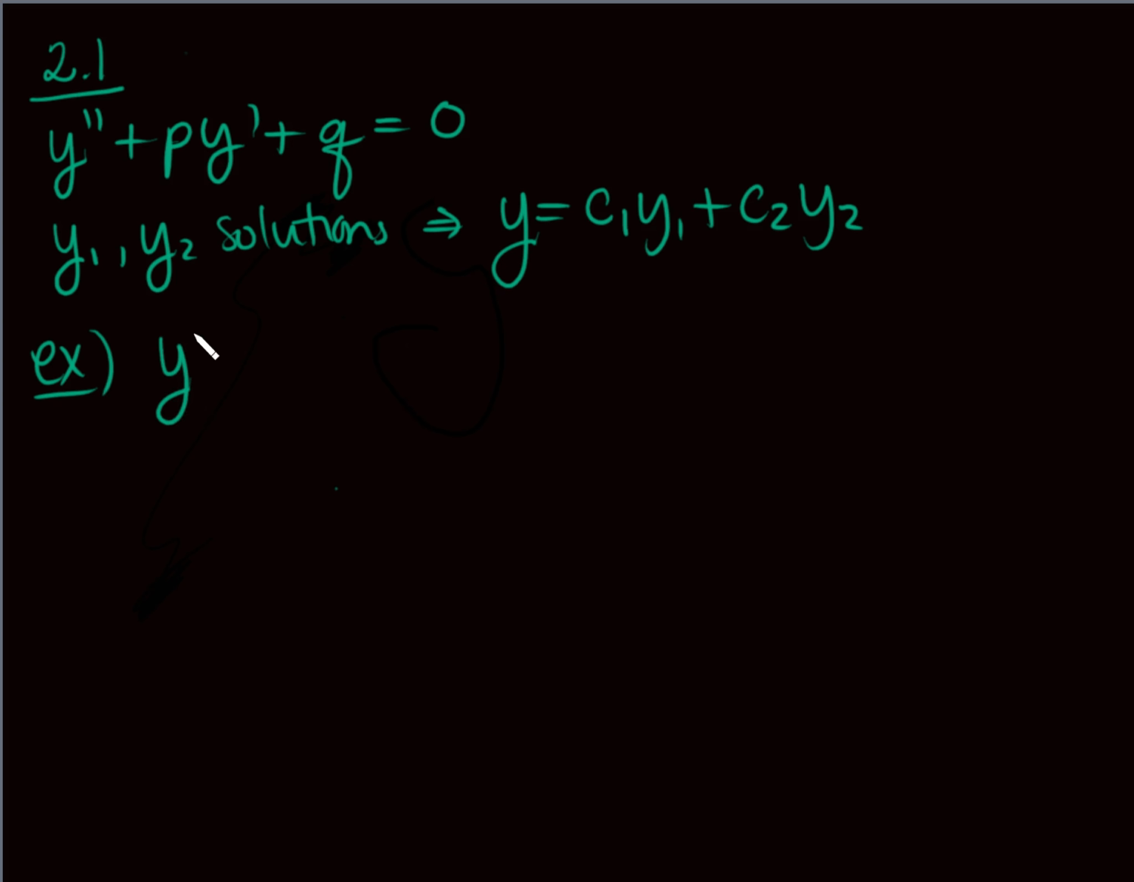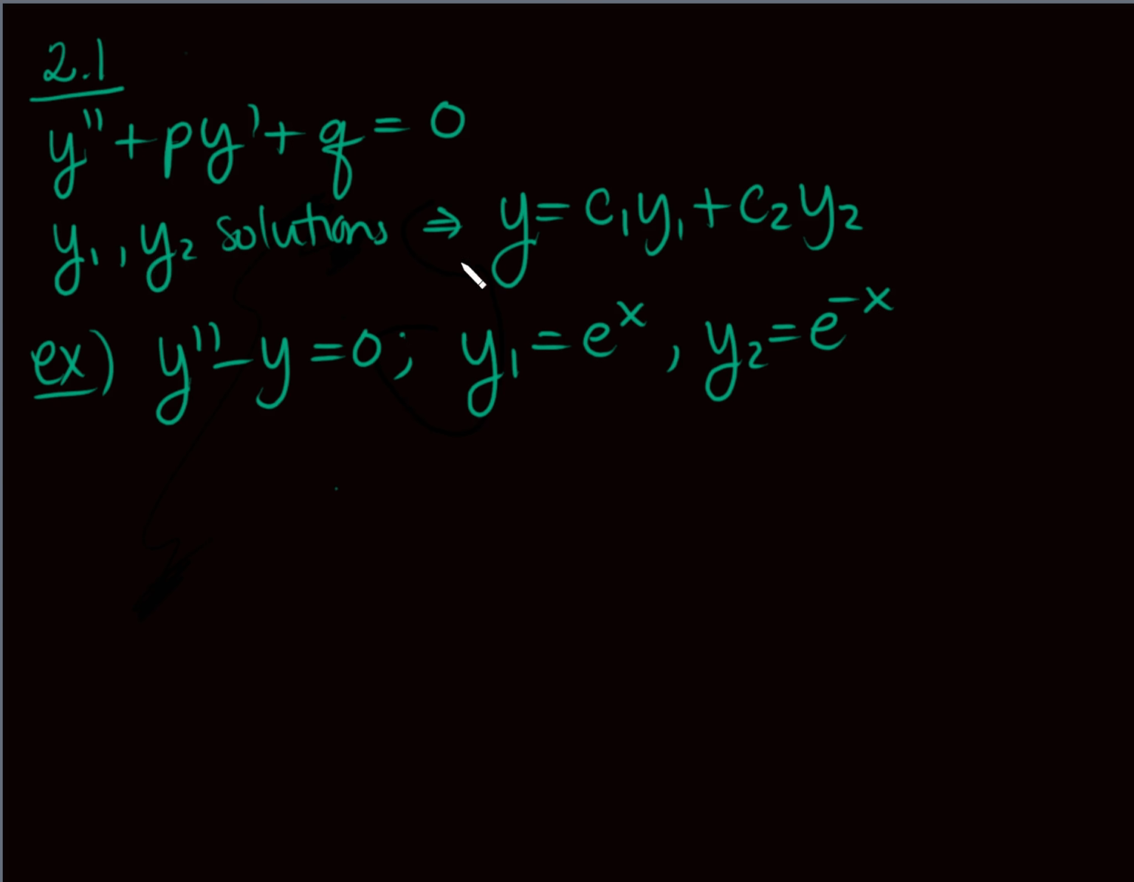Let's consider the differential equation y double primed minus y equals 0. Then you can check for yourself that one solution to this differential equation would be e to the x, and another solution would be e to the negative x. Sure enough, if you took the second derivative of e to the x, you would get e to the x minus e to the x is 0. Second derivative of y2 is e to the negative x minus e to the negative x is 0.